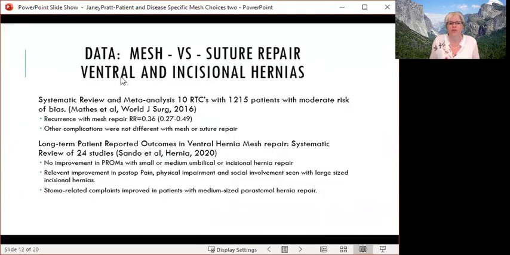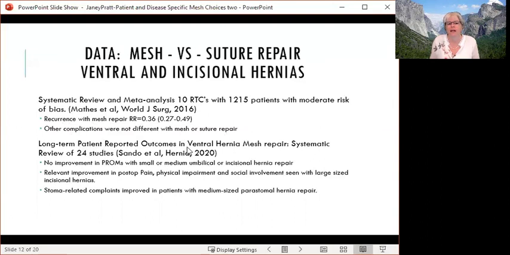Finally, mesh versus suture repair in ventral and incisional hernias. We see a systematic review of 10 randomized controlled trials with 1,215 patients, moderate risk of bias, by Mathis, published in 2016. This showed the recurrence with mesh repair at a relative risk of 0.36. Other complications were not different between suture repair and mesh repair.